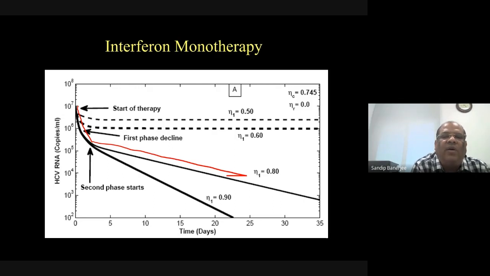If you have more efficacy of the drug, you attain an SVR, which is somewhere around, say, 22 or 23 days. And you can see that I have put 10 square here and not zero, because as stated earlier, if you have 100 virus per ml, you are clinically cured. So if you have 10 square or 100, then you are clinically cured.